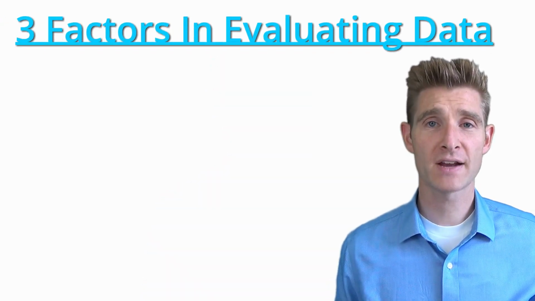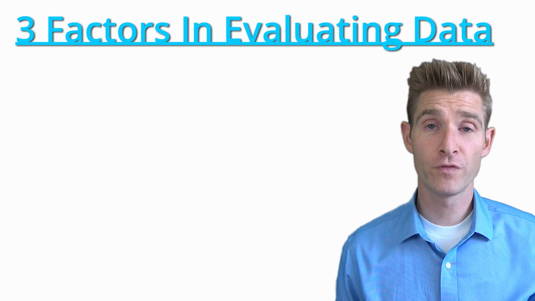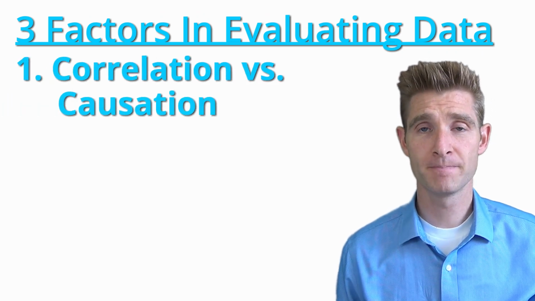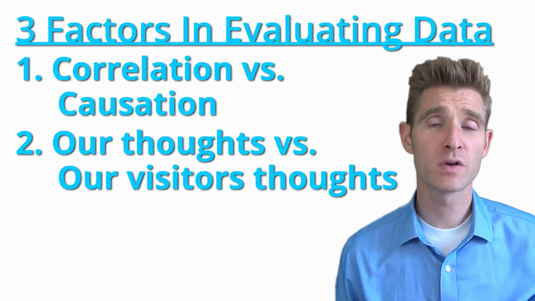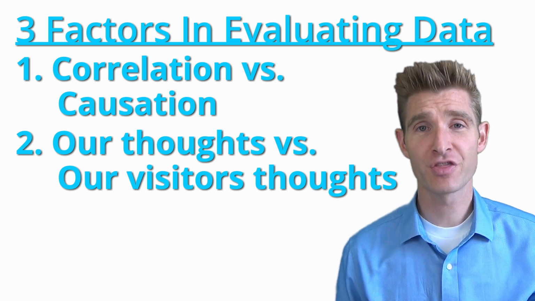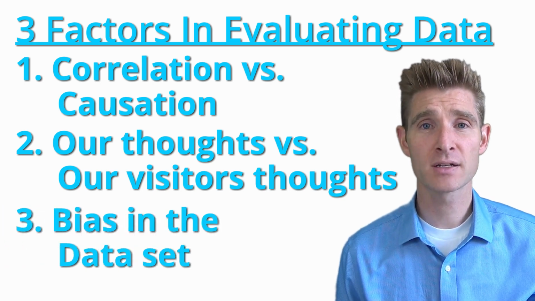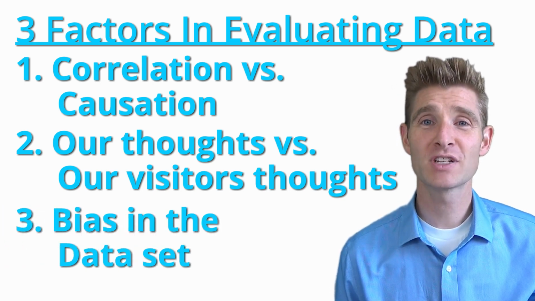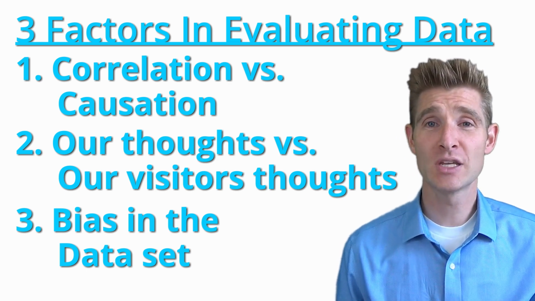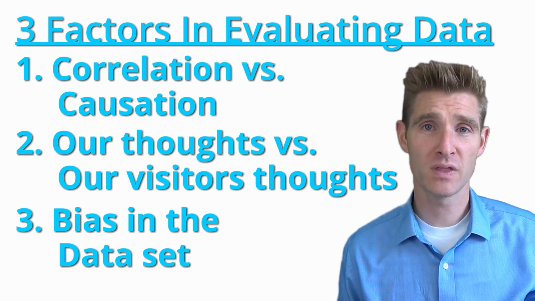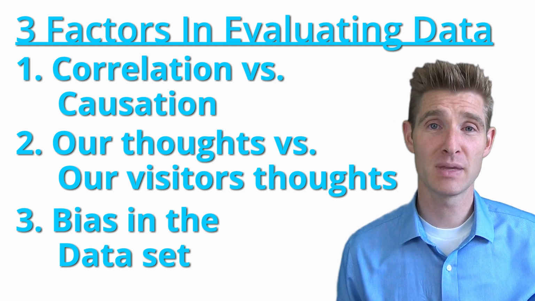There are 3 main factors that we're going to review. First, correlation versus causation. Second, what we think versus what our actual visitors think. And third, the amount of bias that is inherent in the data. We'll also put these different types of data on a simple graph so you can see relative to each other the amount of value that they bring and the inherent bias that may be in them.